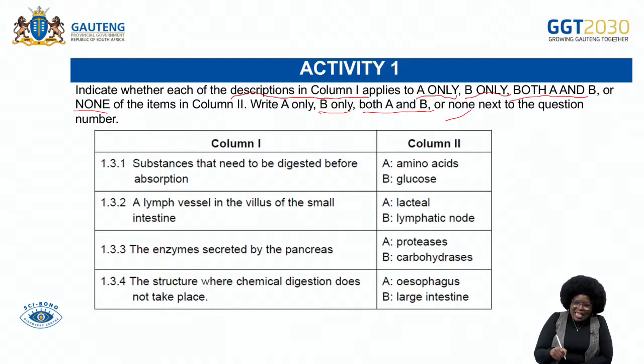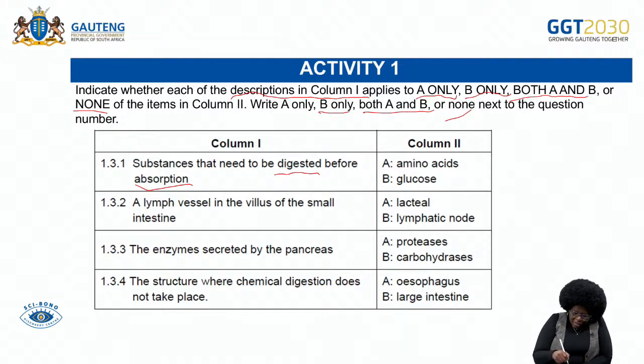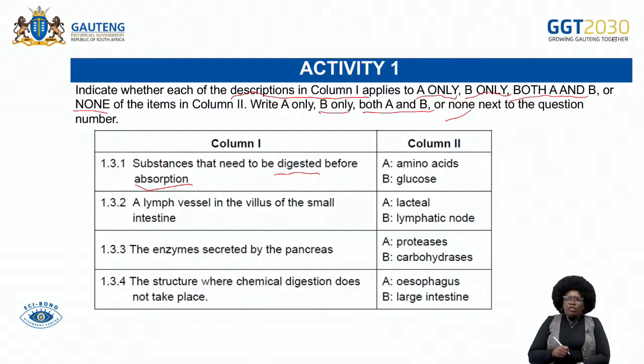The substance that needs to be digested before the process of absorption. And what is that? A substance that needs to be digested before the process of absorption. Let's see if you have got the answer. The answer is none for 1.3.1.